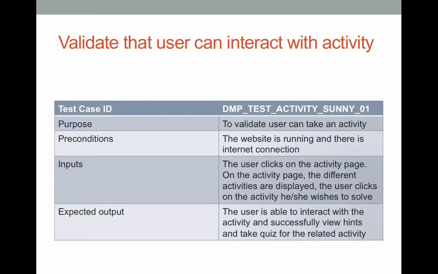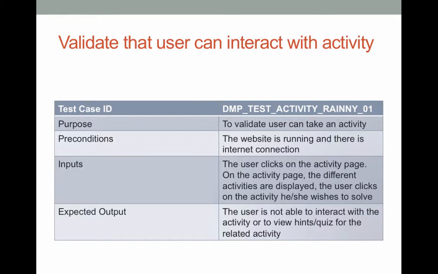So to validate the activity, we created two test cases. The first one that we're going to start is with the activity Sunny. The purpose is to validate the user can take an activity. The precondition is that the website is running and there is an internet connection. The input is that the user clicks on the activity page. The different activities are going to be displayed and the user clicks on the activity that he or she wishes to solve. The expected output is that the user is able to interact with the activity and successfully view hints and take quizzes for the related activity.